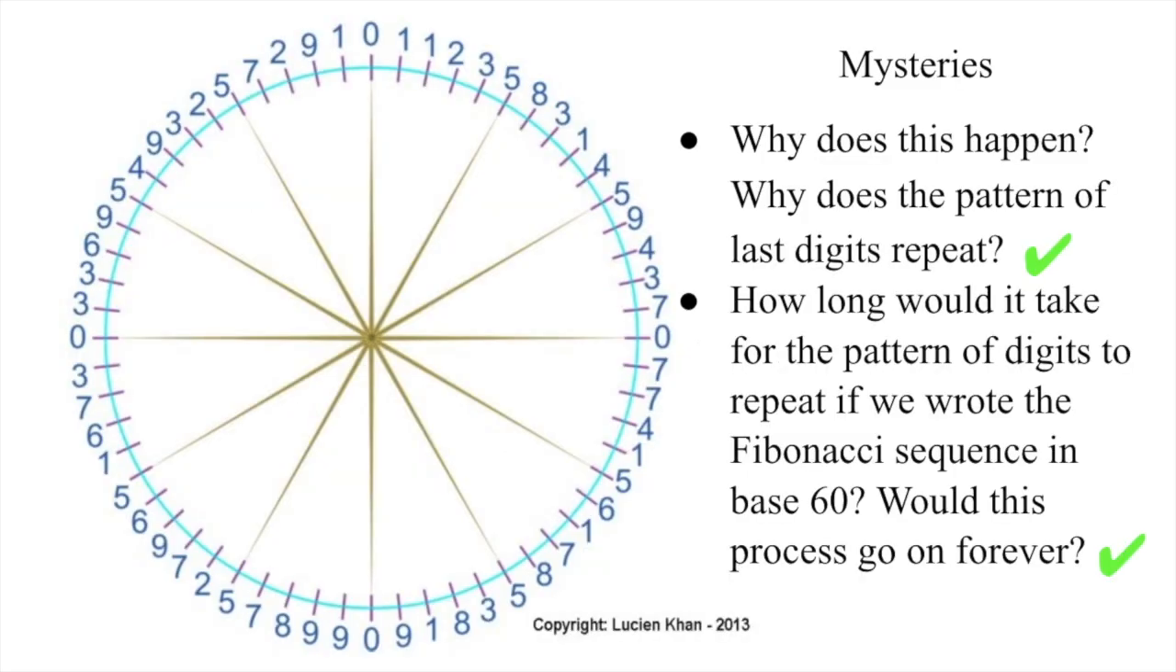Huzzah! And just like that, we have solved all of the mysteries that we set out to solve. If we wrote out the digits of the Fibonacci sequence in base 60, it would repeat every 120 digits. And if we continue this process, it does not go on forever, because 120 goes right back to 120 and stays in place.